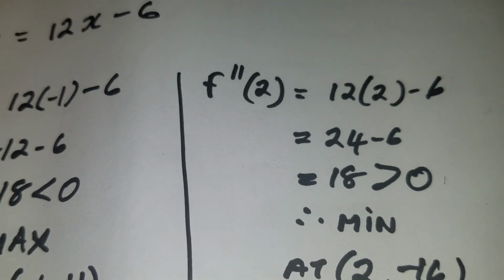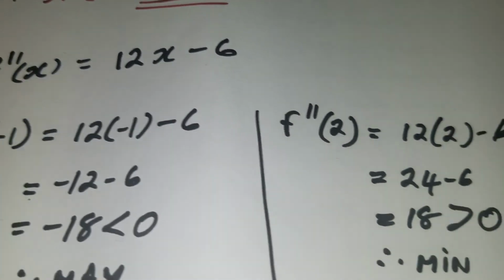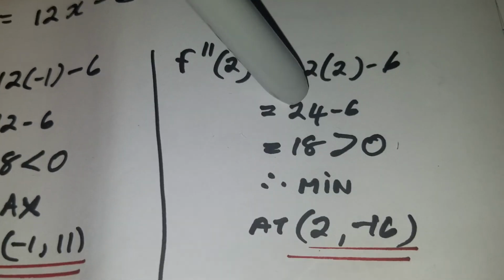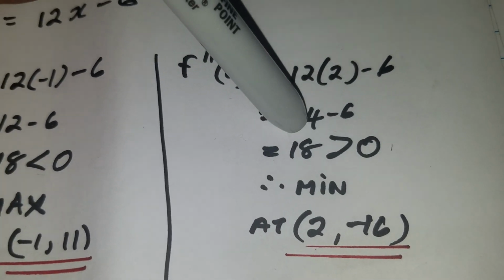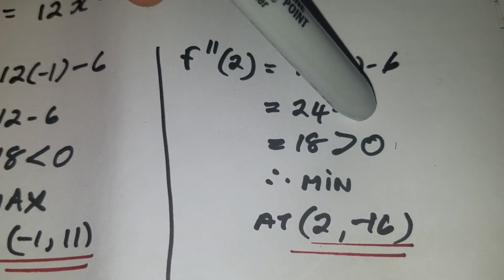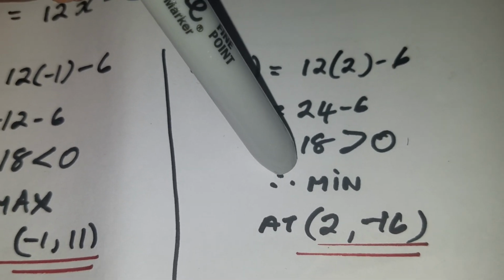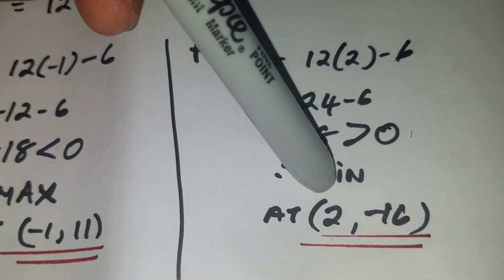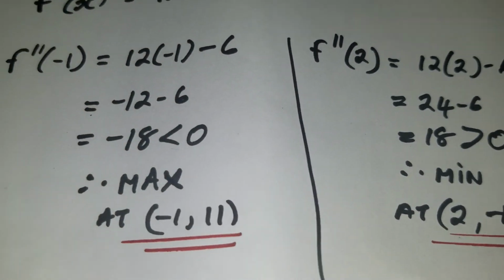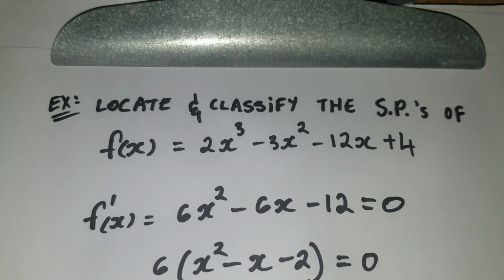Now the other x value would be 2. When we substitute 2 into the second differential, we end up with 12 times 2 minus 6, which will give us 24 minus 6, which will give us positive 18. Positive 18 is greater than 0. And because it's greater than 0, we can then classify it as a minimum. So therefore, the stationary point 2, negative 16, would be a minimum. And that is how we locate and classify the stationary points of a given function.